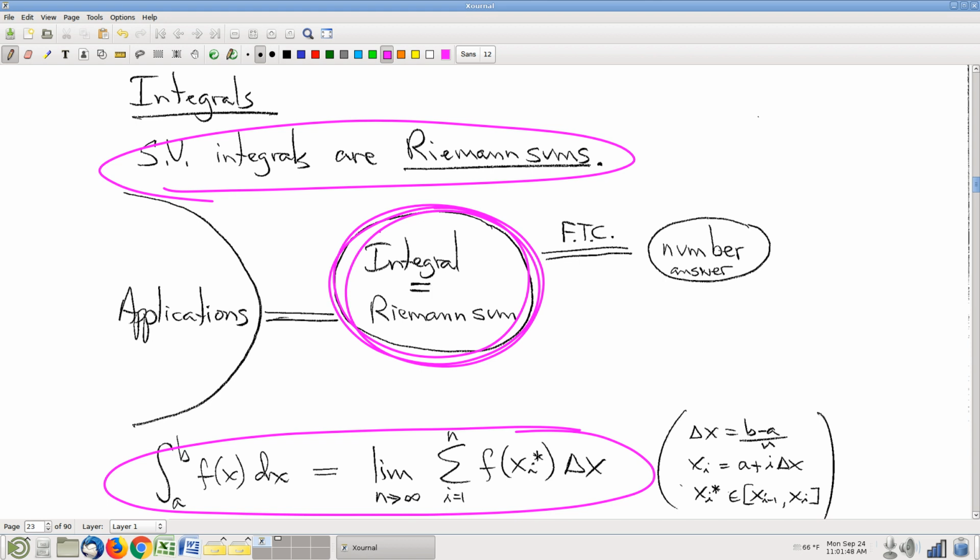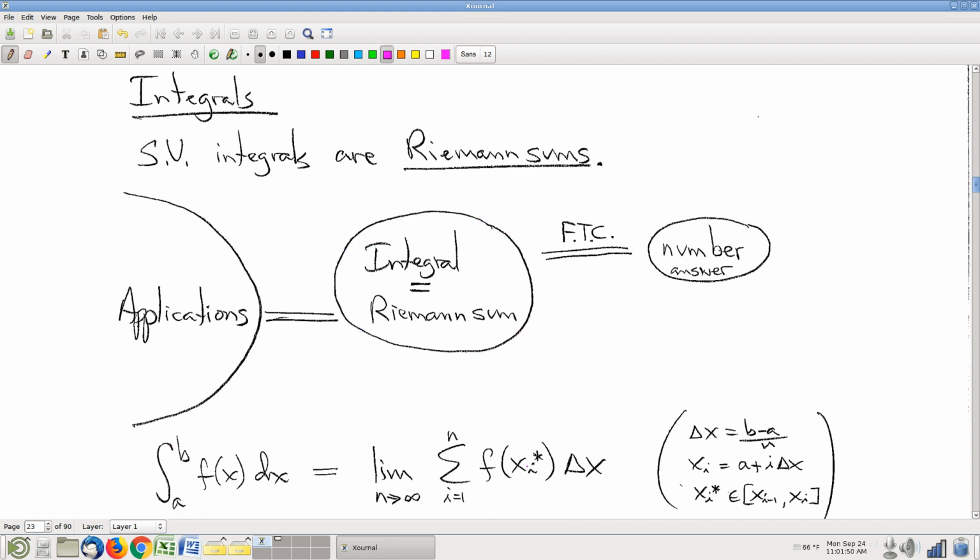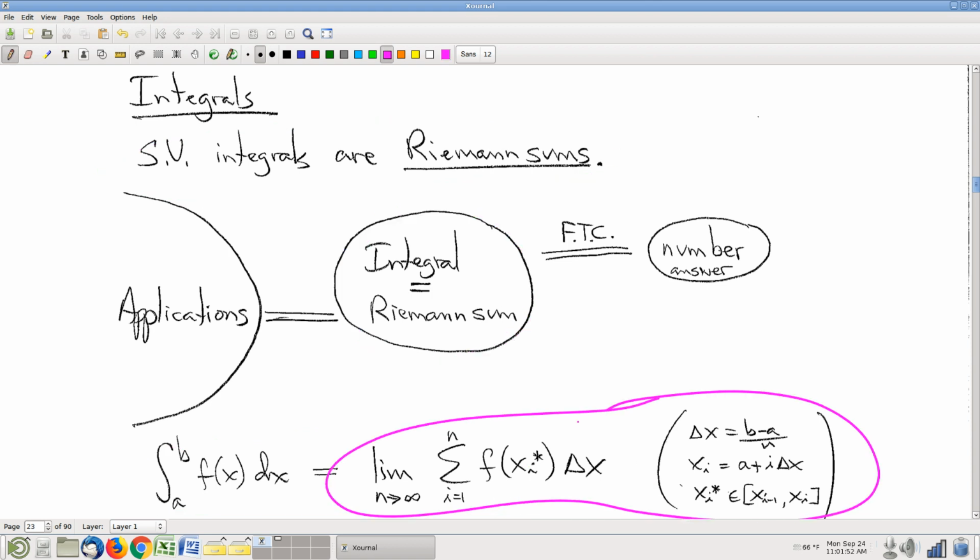And by the way, a bunch of details about Riemann sums. A Riemann sum is this algebraic expression: limit, summation, and so on. And there's all these little details. Delta x is (b minus a) over n, and x_i is a plus i delta x, all that business. So I hope you all have seen all of this.